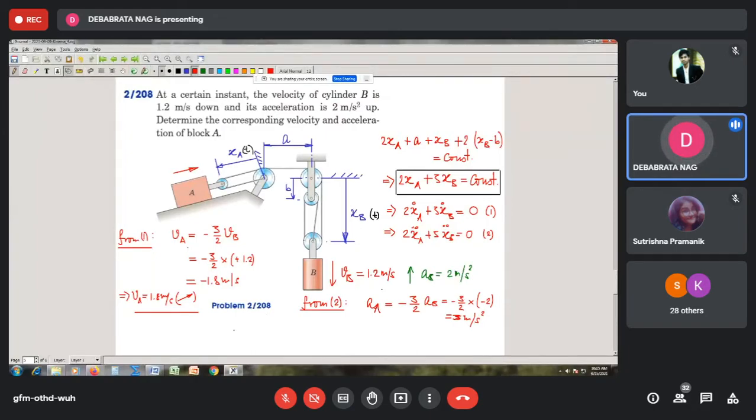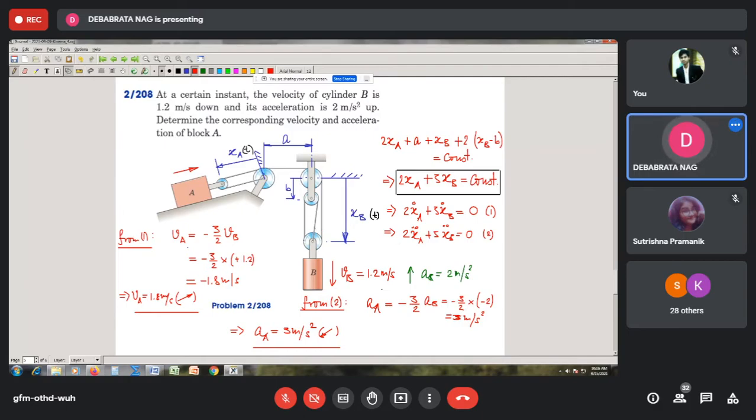So that means that we need to report our answer in the way that acceleration of block A is going to be 3 meter per second square, and it should be down the inclined plane because the XA is down the plane. So this is our acceleration of block A. So therefore these will be my answers for this problem, where we need to find out the velocity and acceleration in this way.